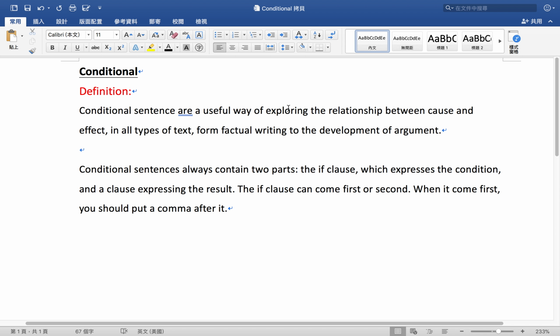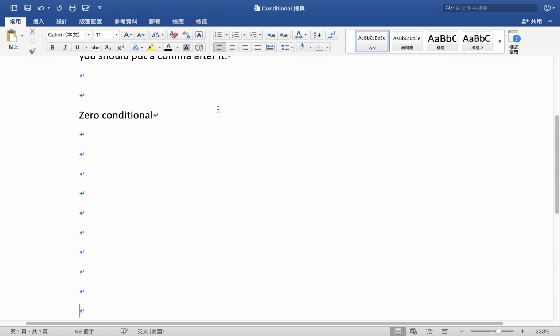So let's start talking about the zero conditional. A zero conditional means that the thing is real, and it's like 100% correct. And usually we use scientific effects because they have been tested, so they are more likely to be correct.